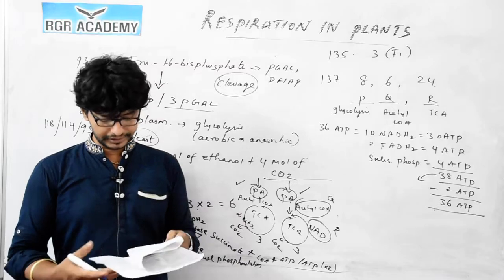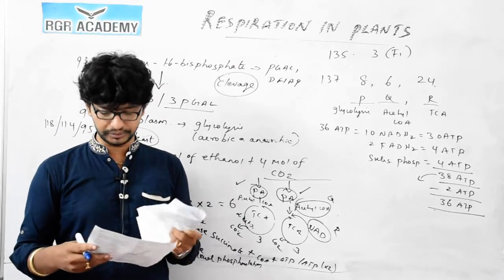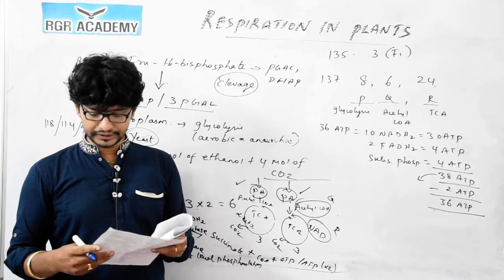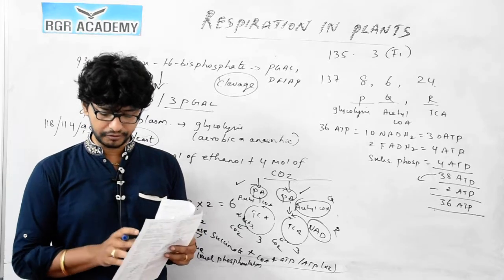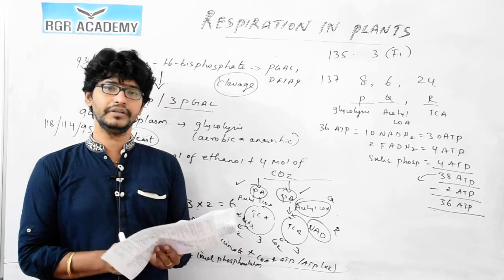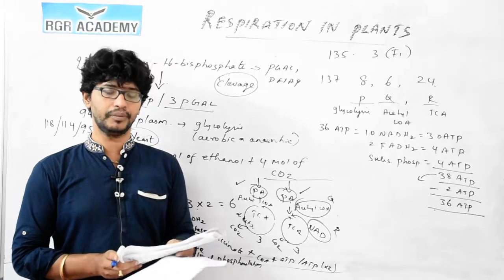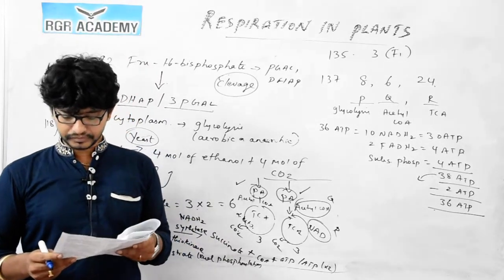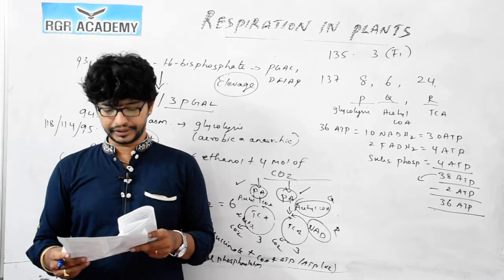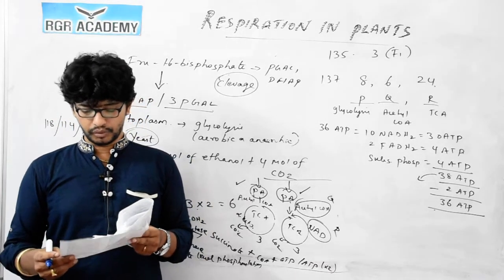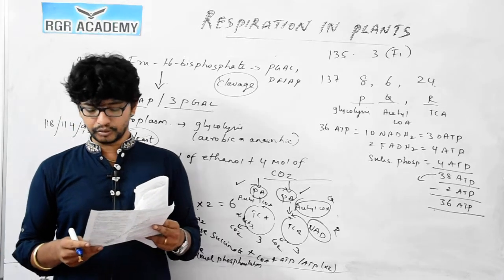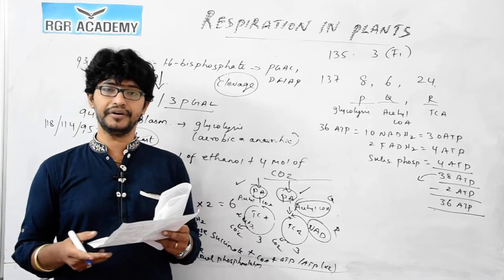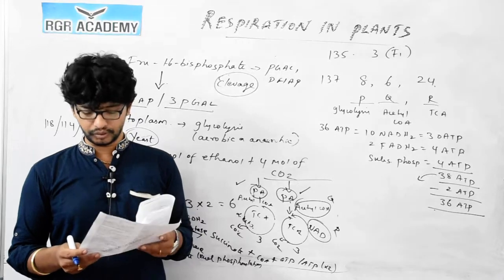139 we already discussed. Next we move to question number 140. When tripalmitin is used as a respiratory substrate, the value of RQ is less than 1. For tripalmitin you could see 0.7. This we already discussed. Then 141, the respiratory quotient of glucose, a carbohydrate, is 1.0.